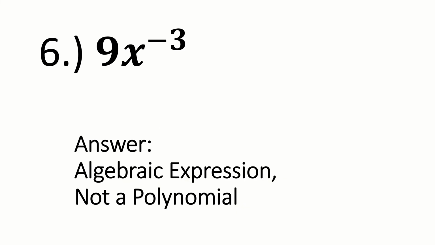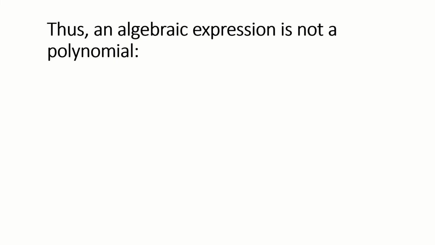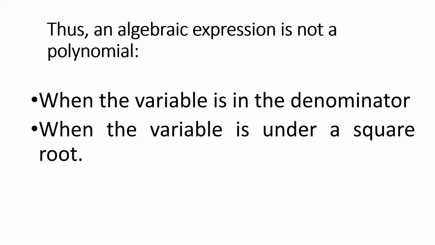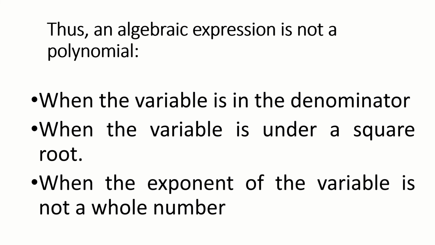How about number 6? So it's not a polynomial because, as you can see, I think it's very obvious already based from the definition, the exponent must not be negative. So thus, an algebraic expression is not a polynomial when the variable is in the denominator, when the variable is under a square root, and when the exponent of the variable is not a whole number.